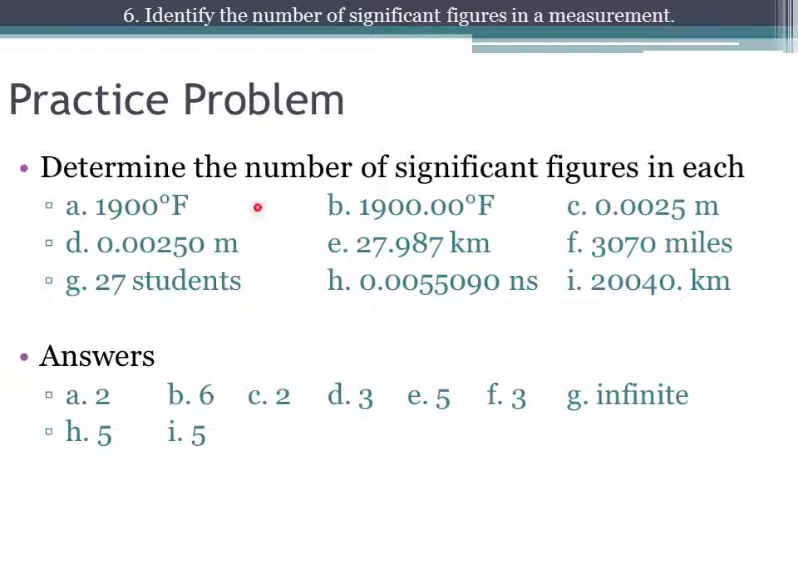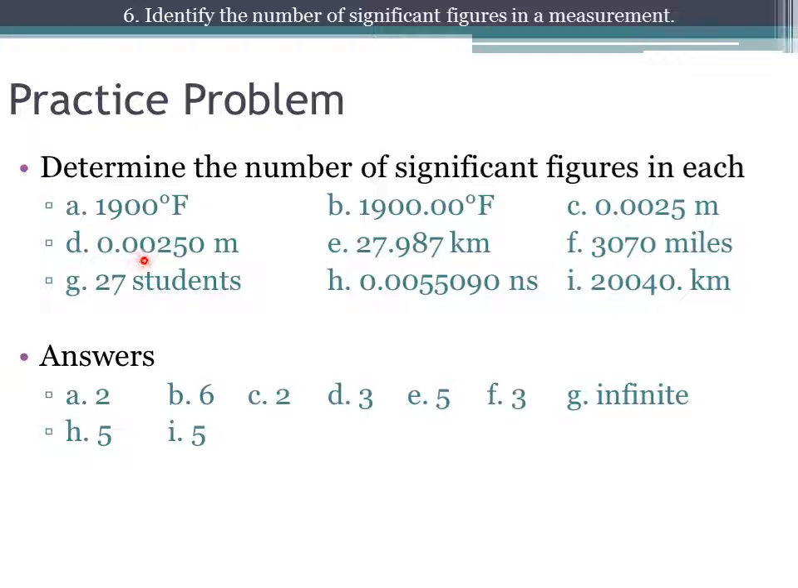B, notice it's the same value, 1900 degrees Fahrenheit, but now the 0.00 on the end shows we've estimated all the way to the hundredths place. That makes all of these zeros in between significant. So that would have 6 sig figs. C, the leading zeros, never significant, so that means we have just the 2 and the 5, so 2 sig figs. D, we have the same measurement again, but now we have a 0 on the end.